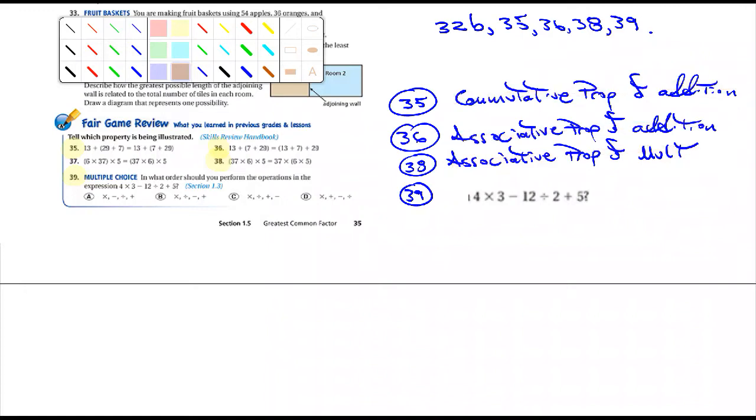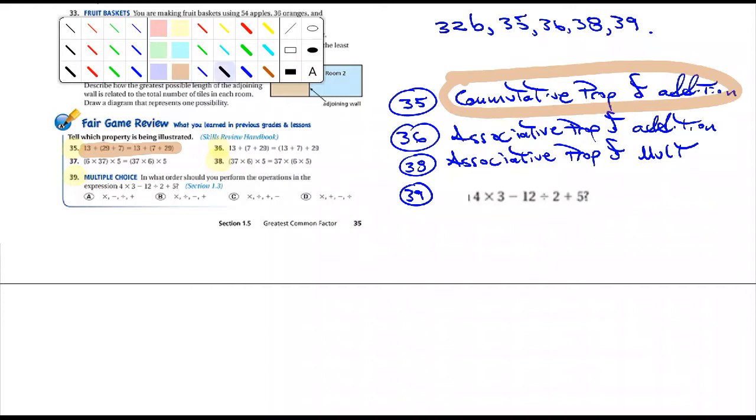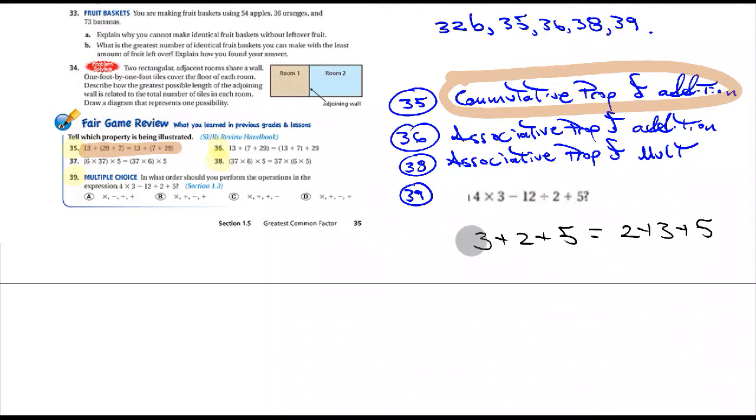But if you remember, assuming you were taught it, the commutative property of addition basically states, and this is number 35 here, this is the answer to 35, that if you change the order of what you're adding, it doesn't change the solution. So 3 plus 2 plus 5 is the same as 2 plus 3 plus 5. You can change the order of the addition, and it's not going to change the value.